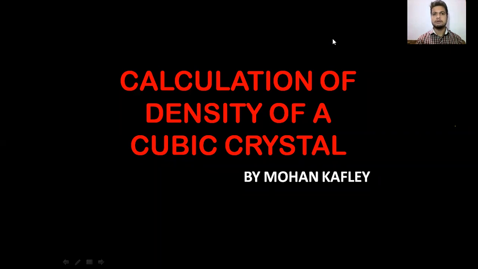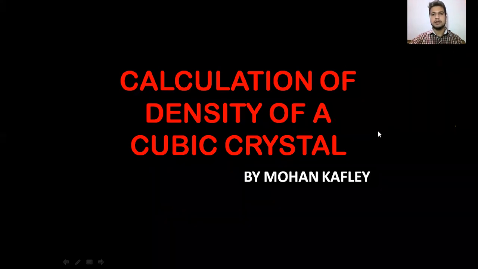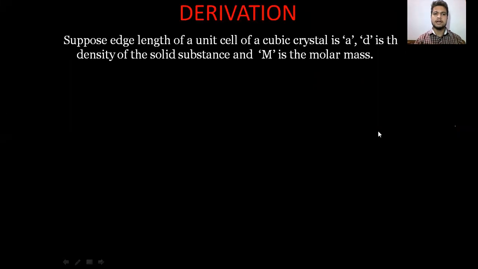So in this session, we will be trying to calculate the density of the unit cell. For that, we'll do a small derivation. So let us start with that. As we know, density is nothing but mass by volume. Since we are deriving the density of a unit cell, it is nothing but the mass of the unit cell by the volume of the unit cell.